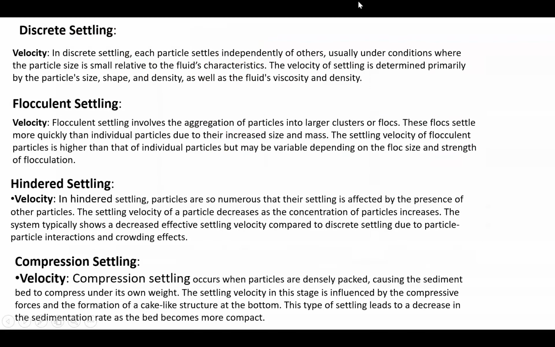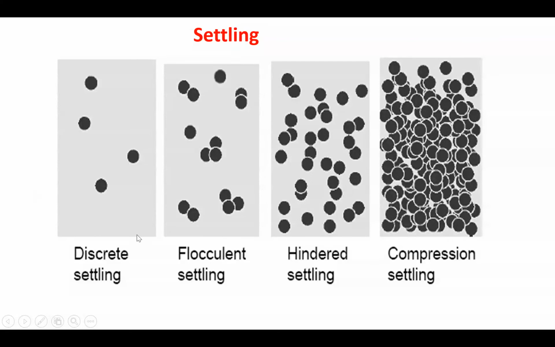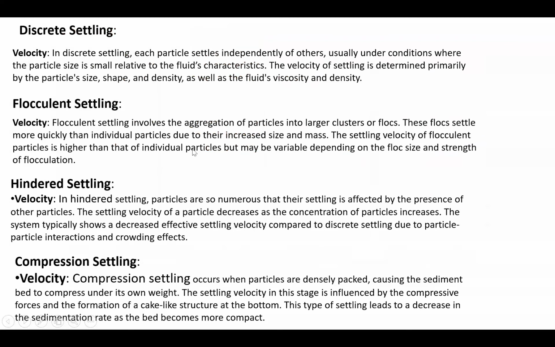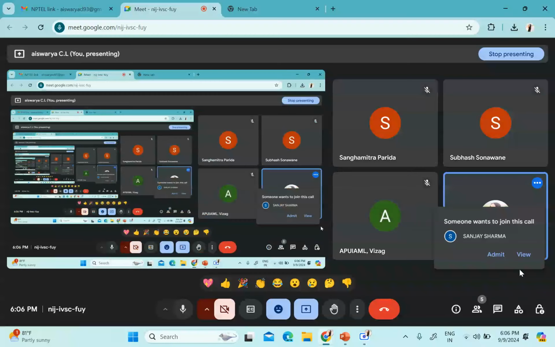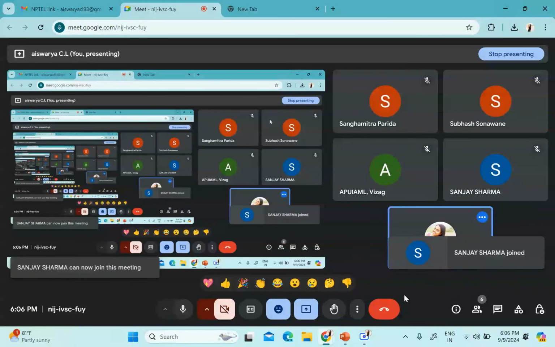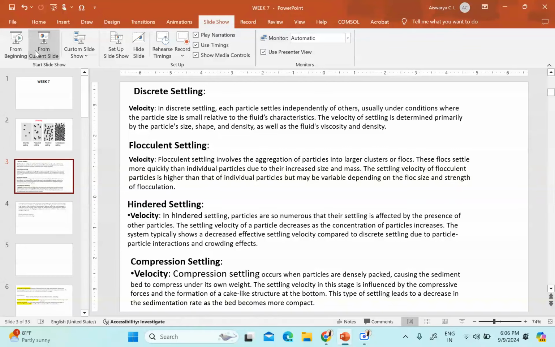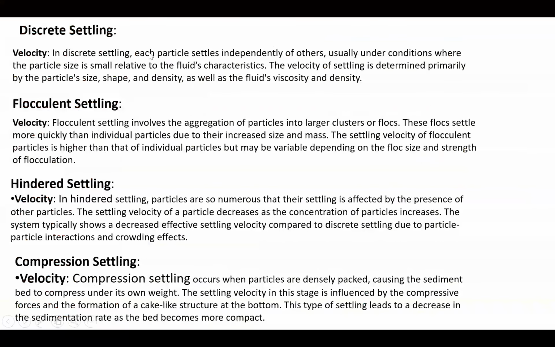So here you will see the discrete settling as you have seen in the figure. In discrete settling, each particle settles independently of others. So you will see here the particles settle individually. What happens here? The weight of the particles will be, see, the smaller the size, the smaller the weight. So the velocity also will be smaller.